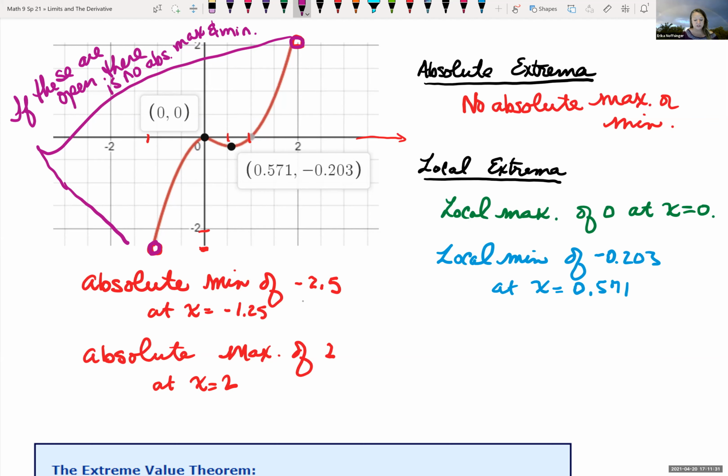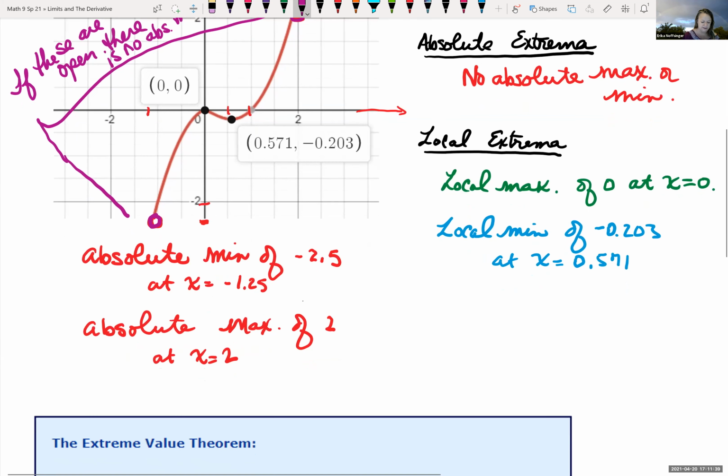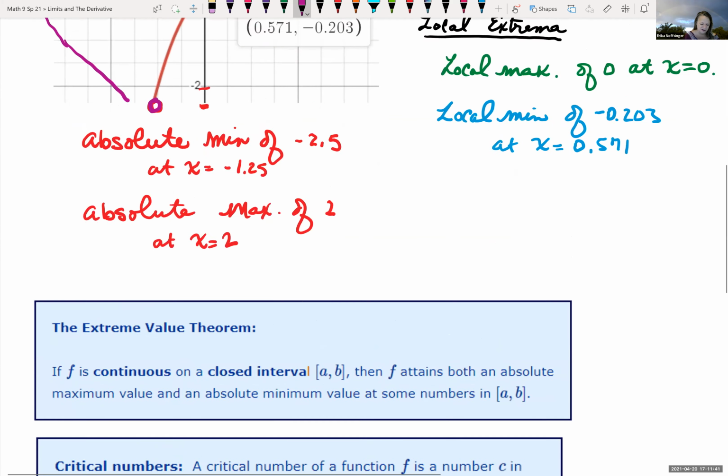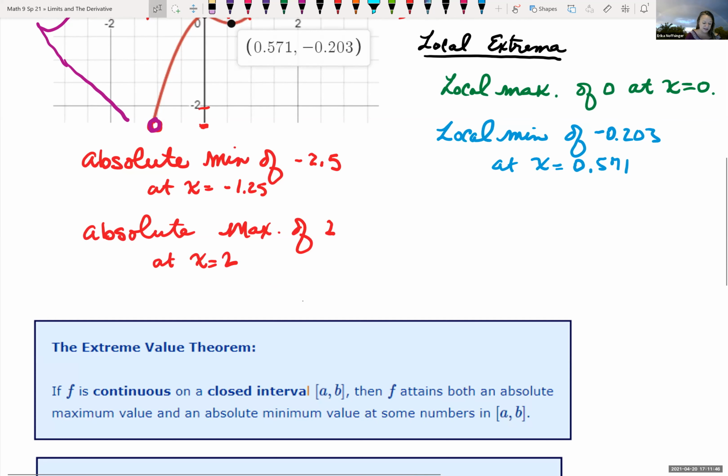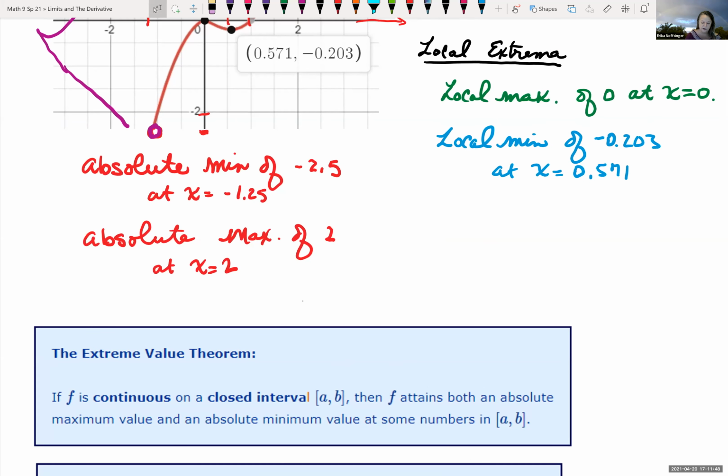Okay, so that comes to the point I'm trying to make, which is the extreme value theorem. Let me just read the extreme value theorem, and then we'll talk about what I was just going to say. So the extreme value theorem says if f is continuous on a closed interval [a, b], then f attains both an absolute max and an absolute minimum value on [a, b].